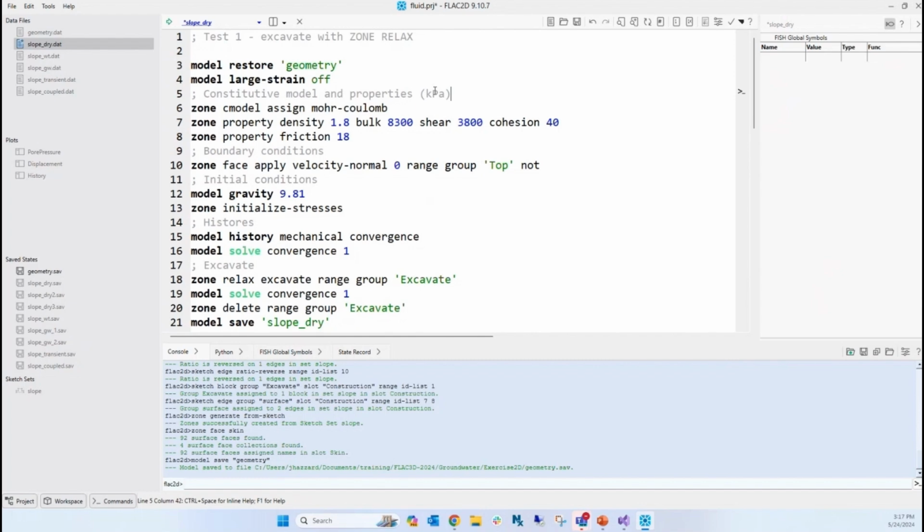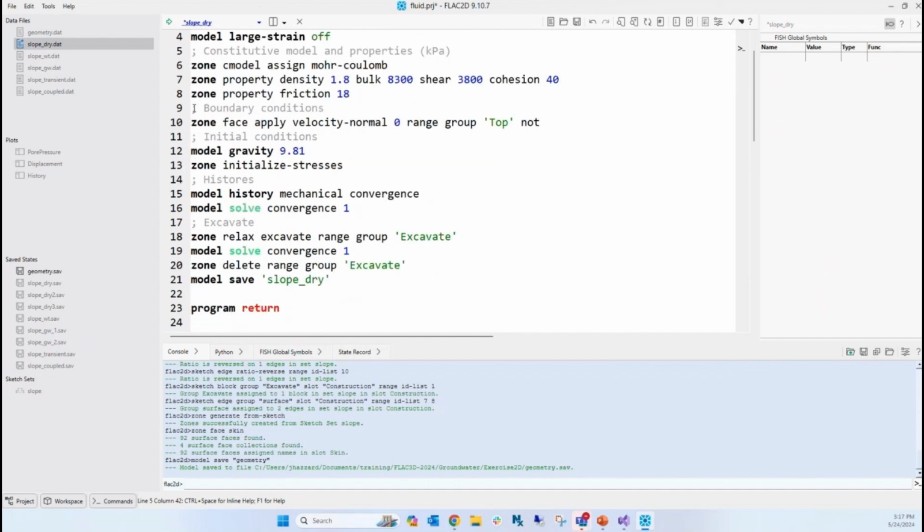kPa. So often in civil engineering, people like to use kilopascals. So this bulk modulus and shear modulus are values in kilopascals, and also the cohesion. Be careful when you're using kilopascals that the density is not kilograms per meter cubed. It's kilograms per meter cubed divided by 1,000 to make everything work out. Friction is still friction in degrees.